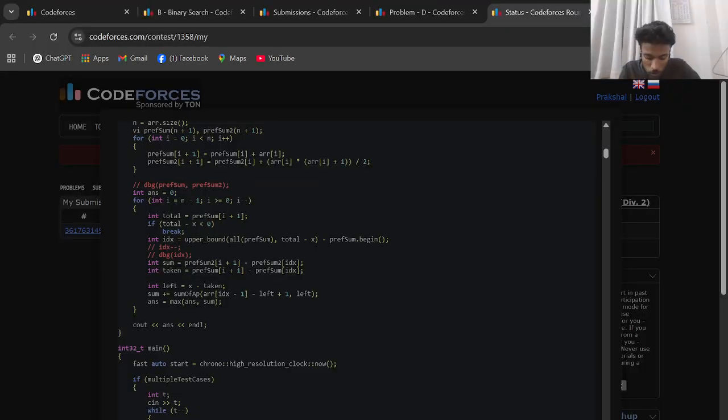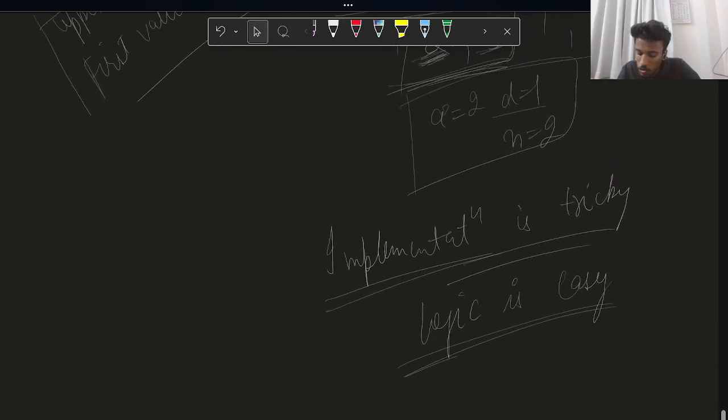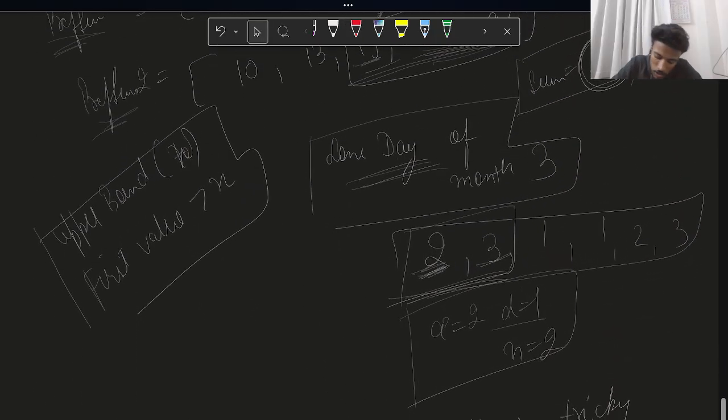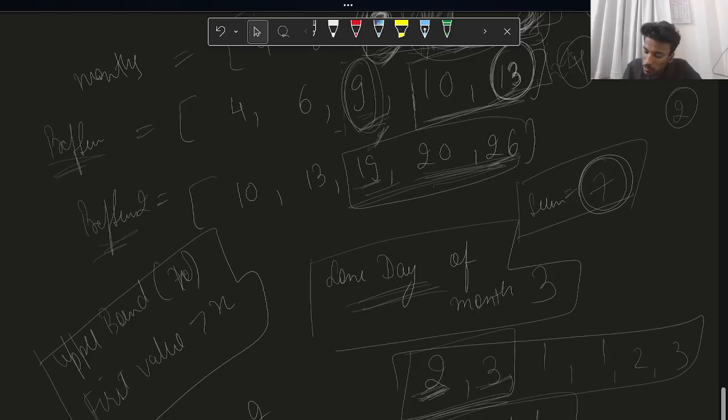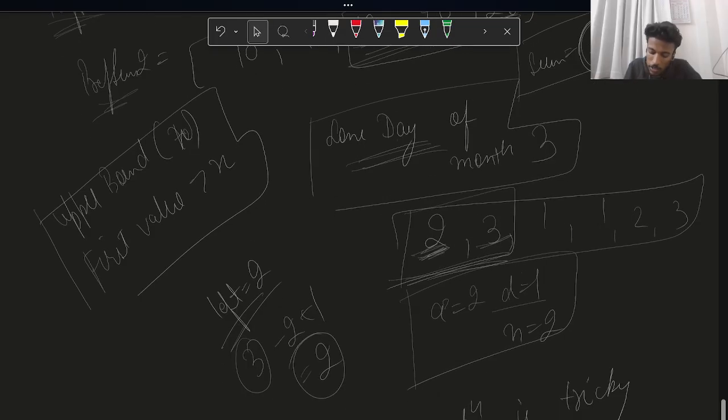Okay, so we can calculate on what day we need to visit. Just as I told you, here we calculated how many were left. Left was equal to 2, and the number of days was 3. So 3 minus 2 plus 1, so we will be visiting on the second date.